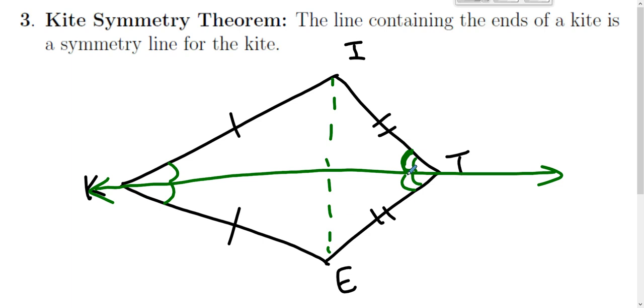So those are just some things to look for. They may be helpful to you as you're doing transformation-based proofs. Okay, very good.